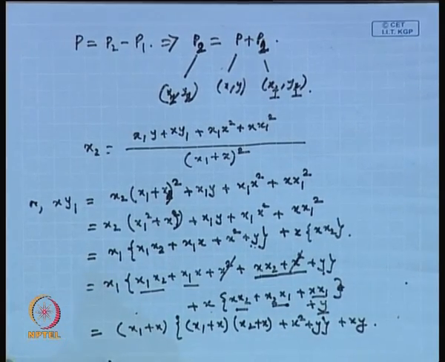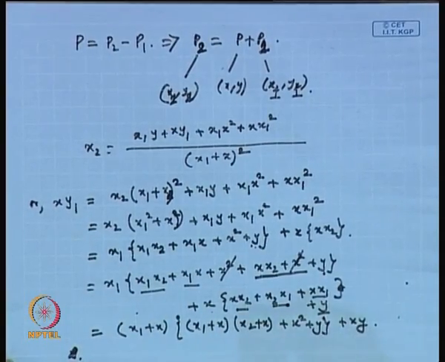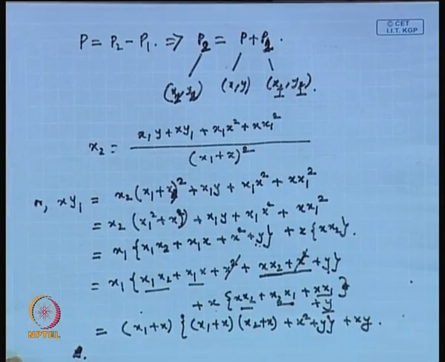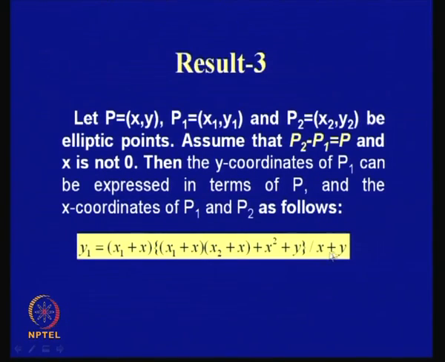okay. So, therefore, now you can actually obtain y1 from here, you can just take and divide this by x, you should get the y1 value, okay. That is what is written over here, that is y1 is equal to x1 plus x multiplied with x1 plus x into x2 plus x plus x square plus y divided by x plus x y by x. So, that is y, okay.